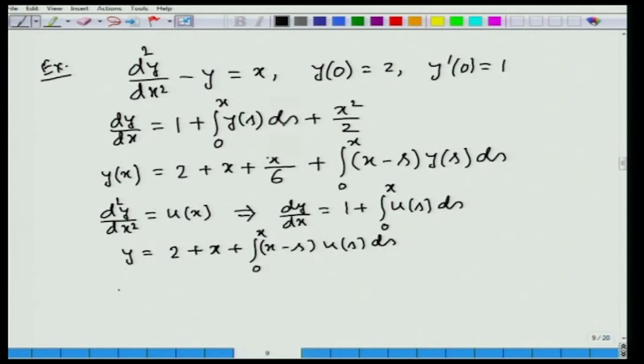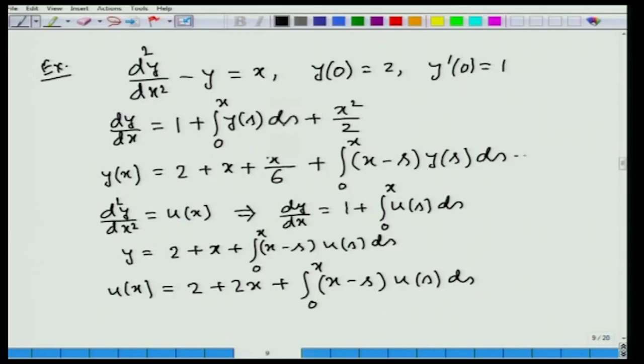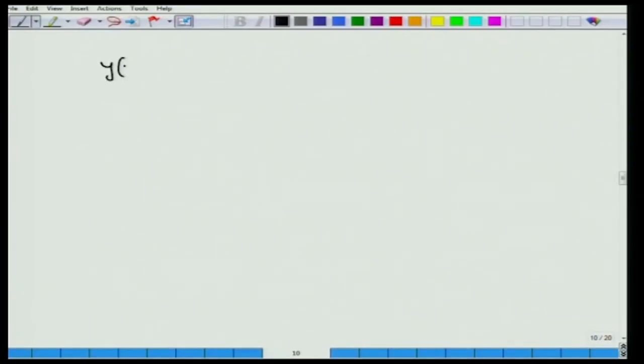Clearly, from the given equation you can understand the required integral equation is u x equal to y plus this one. That means 2 plus 2 x plus integral 0 to x x minus s u s d s. Call it 1 and call it 2. So, this is the integral equation in terms of the unknown function y, and this is the integral equation in terms of u x, where u is the second derivative of y. And for the given ordinary differential equation, if you solve it, then you can find the solution will be y x equal to 2 e to the power x minus x.